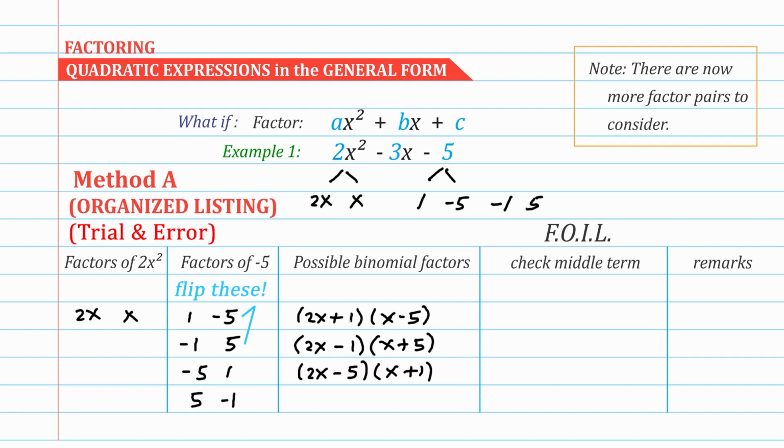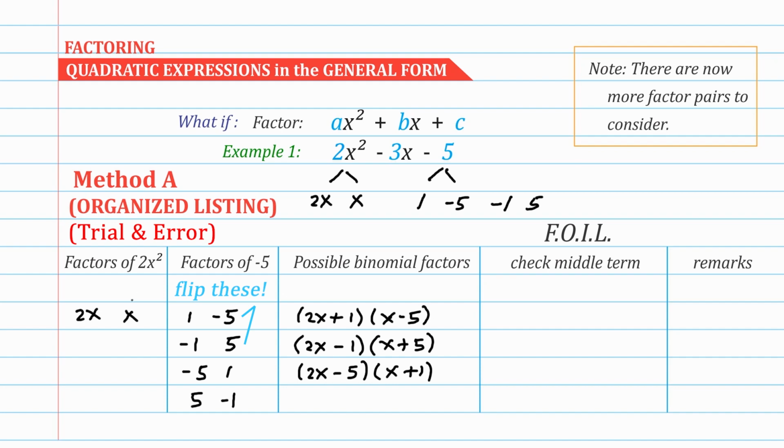Sa previous example natin, we don't consider flipping the values because both factors of the first term are both x, x times x. In this case, since magkaiba na ang factors ng first term, 2x times x, pag flip na natin ito, which is negative 5 and 1, magiging ibang possibility na. Oh no, problem with that is we have more factor pairs to consider.